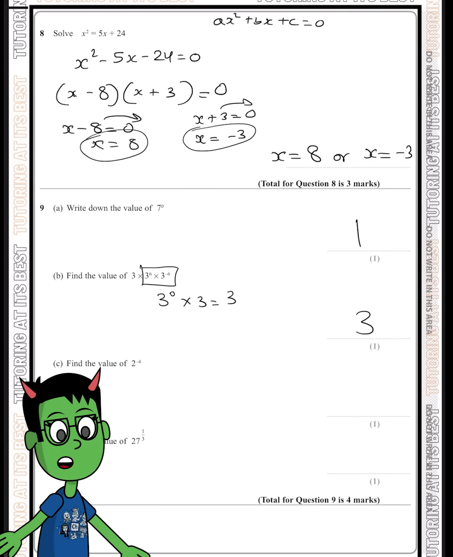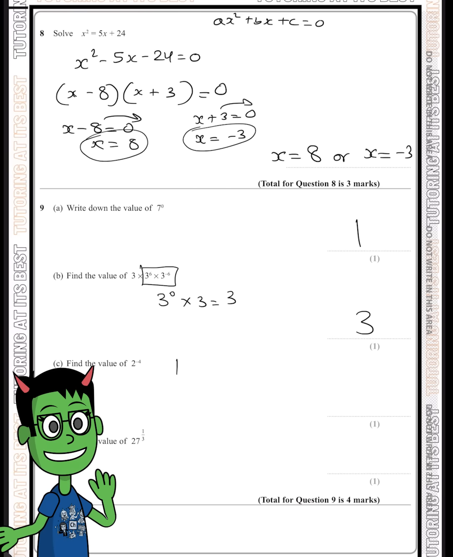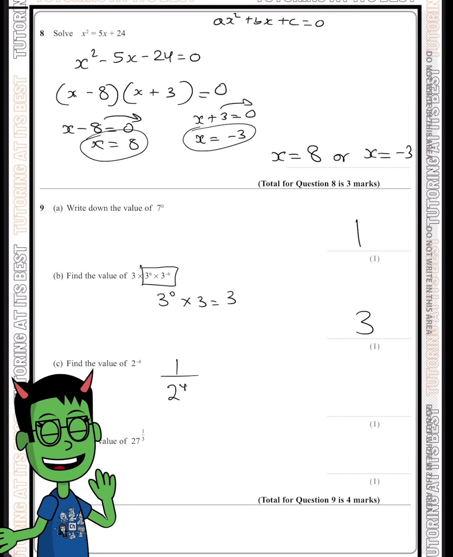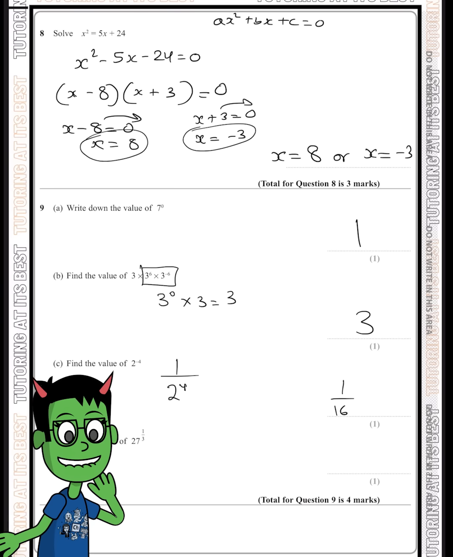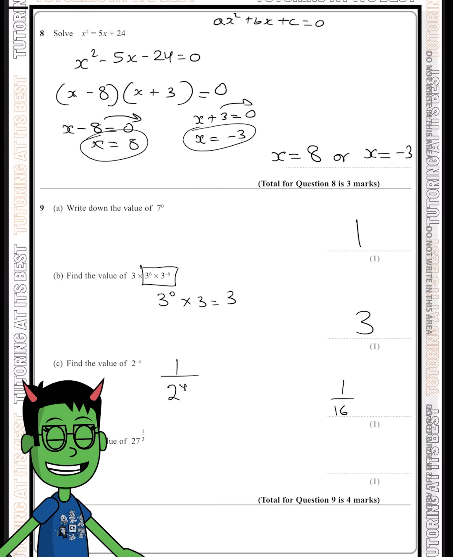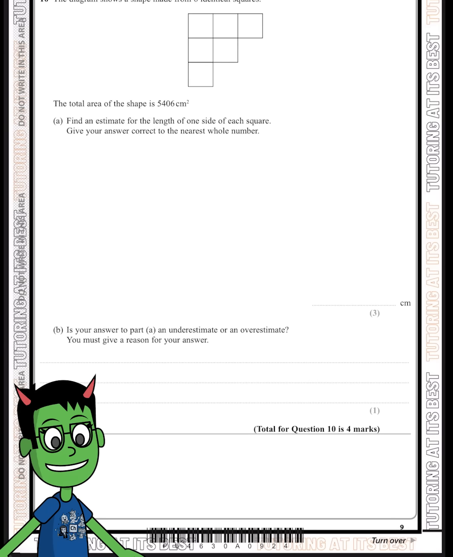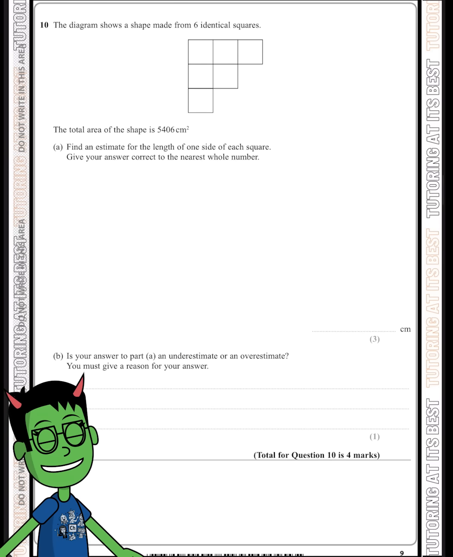And then for part C, 2 to the power of minus 4. Well, again, all we need to do is put a fraction over it. 2 to the power of 4 will give us 1 over 16. And there we are. And then for part D, all we need to do is cube root 27, which will give us 3. And then to the power of 1, which gives us 3. Marvelous work. You're doing really well coming this far. So let's keep it up and jump into question 10.